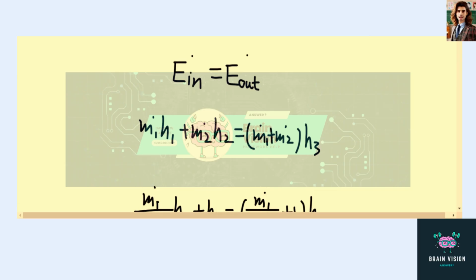Okay, so in this question, we can apply the energy balance equation. Therefore, we have Ė_in equal to Ė_out. If we expand it, we have ṁ1 H1 plus ṁ2 H2 is equal to (ṁ1 plus ṁ2) times H3. ṁ1 is the mass flow rate for the feed water. ṁ2 is the mass flow rate for the superheated vapor.